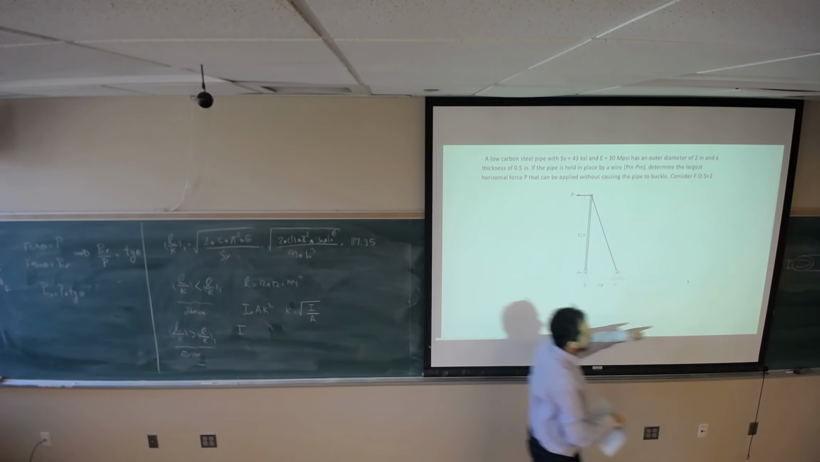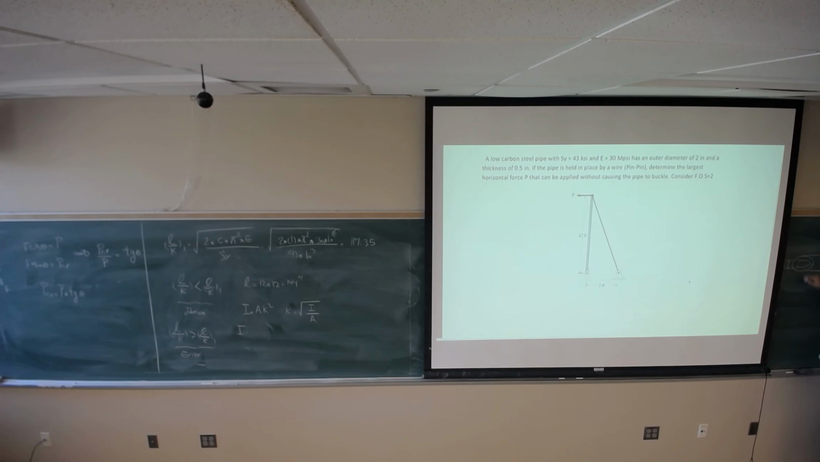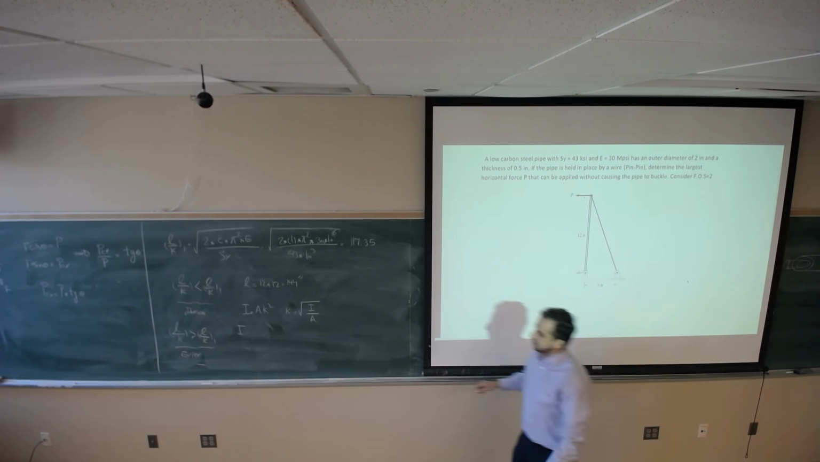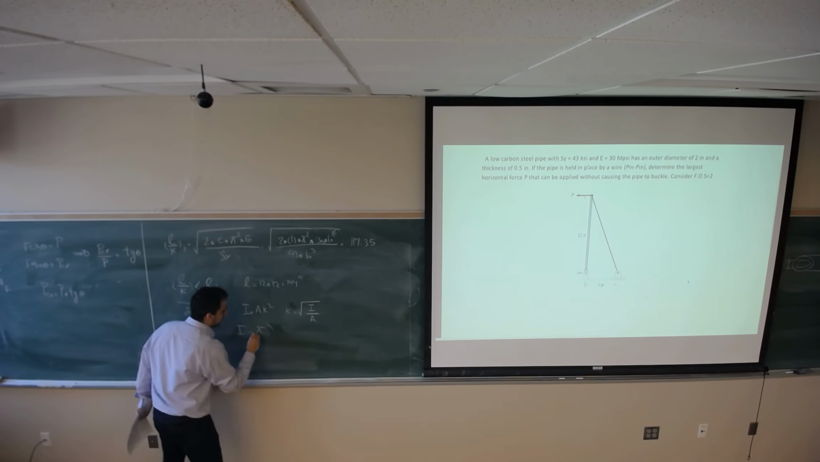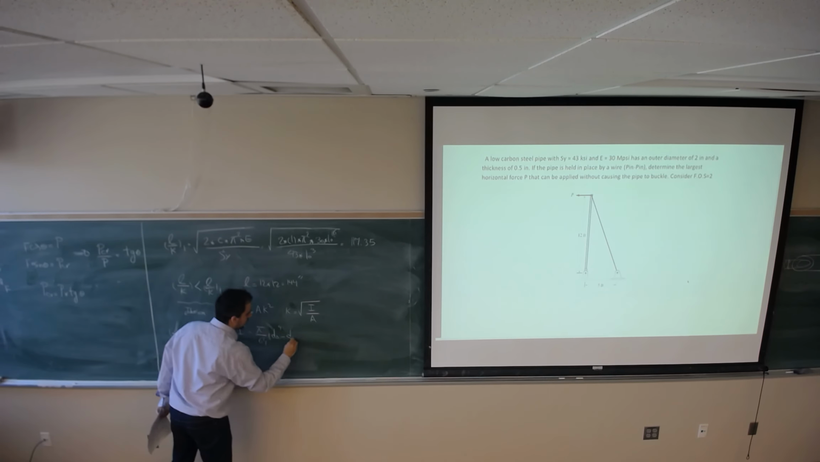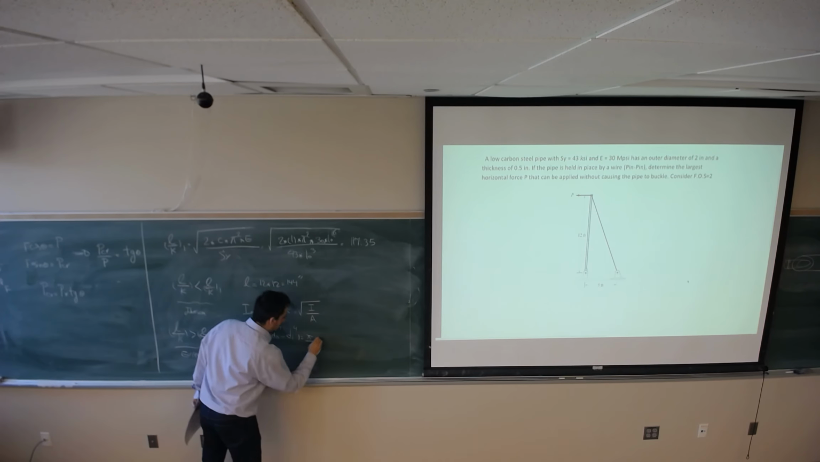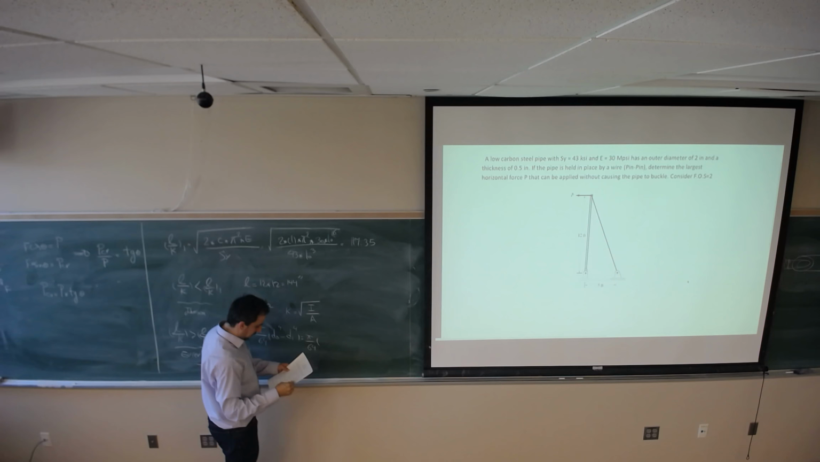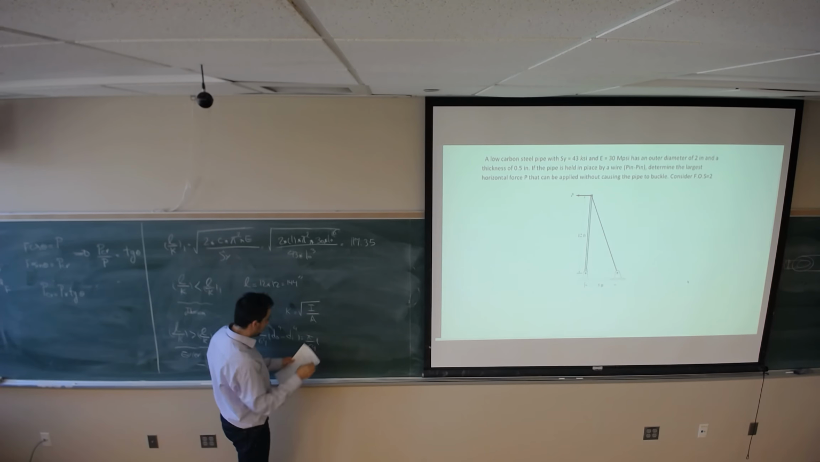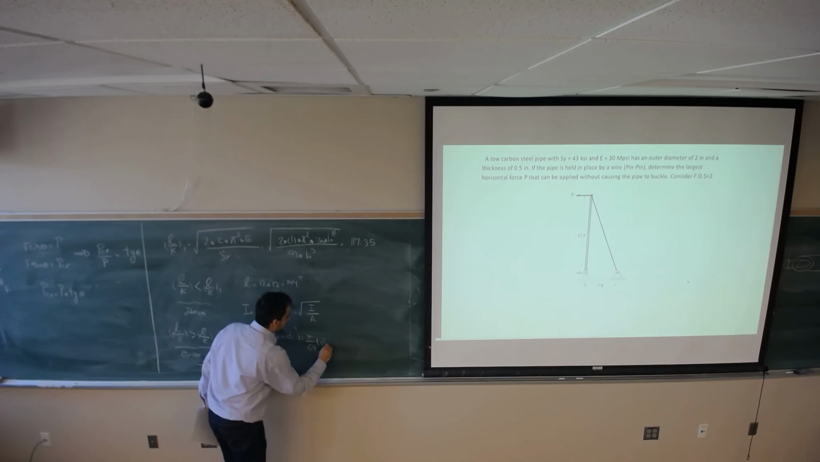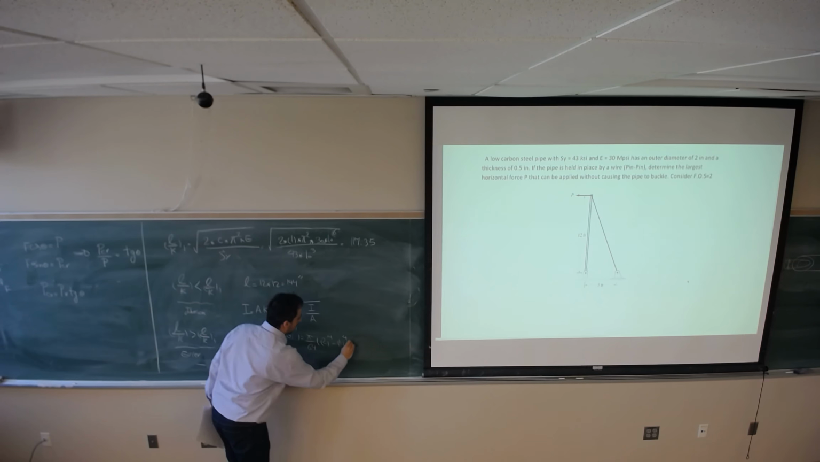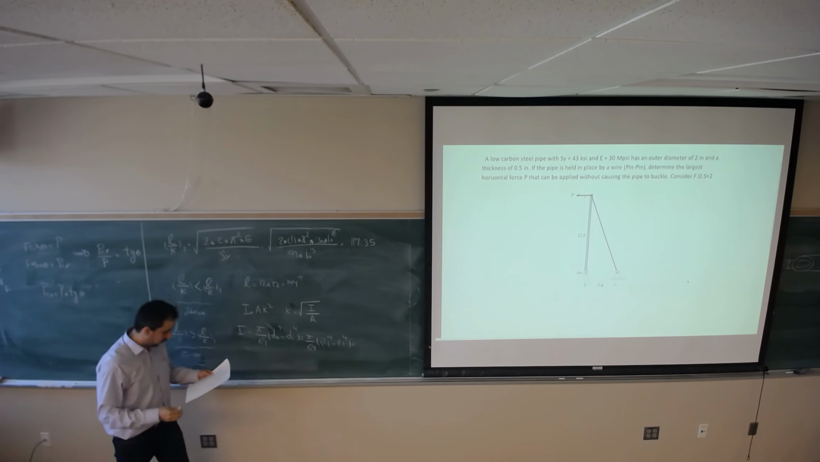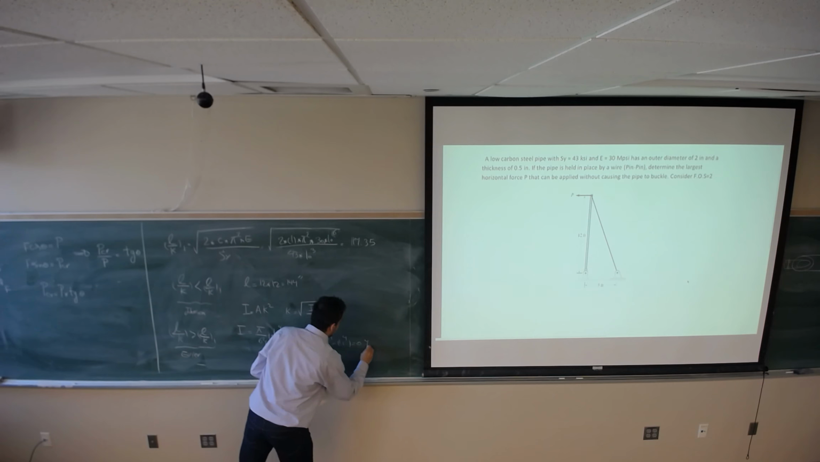The I for this cross section is going to be pi divided by 64 times d outer to the power 4 minus d inner to the power 4. The outer diameter is 2 inches. So 2 to the power 4 minus 1 to the power 4. I will get 0.7363.